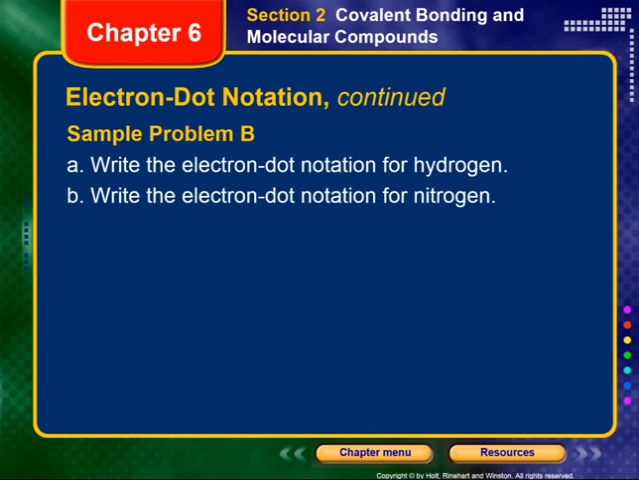And so using the last slide as an example, I would like you to press pause on the video and create a response to each of these 2 sample problems. Write an electron dot notation for hydrogen and nitrogen. Please press pause now.